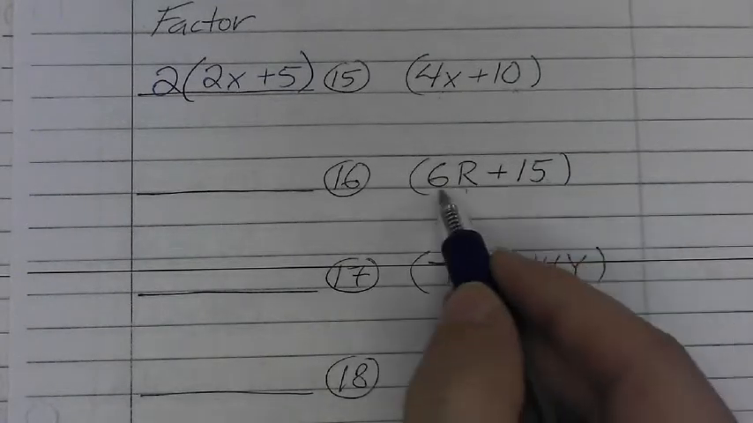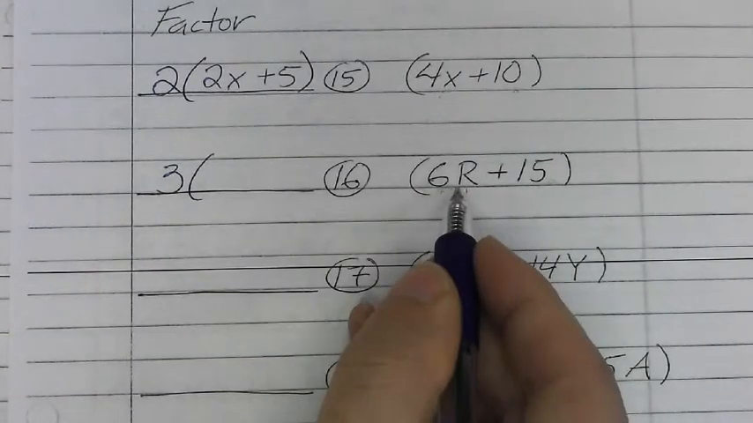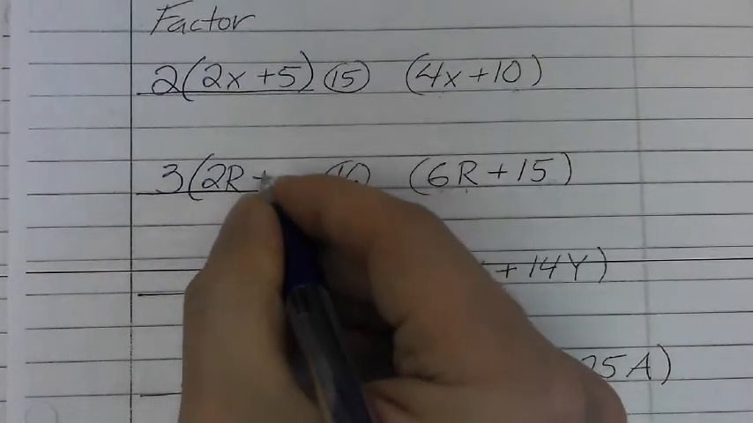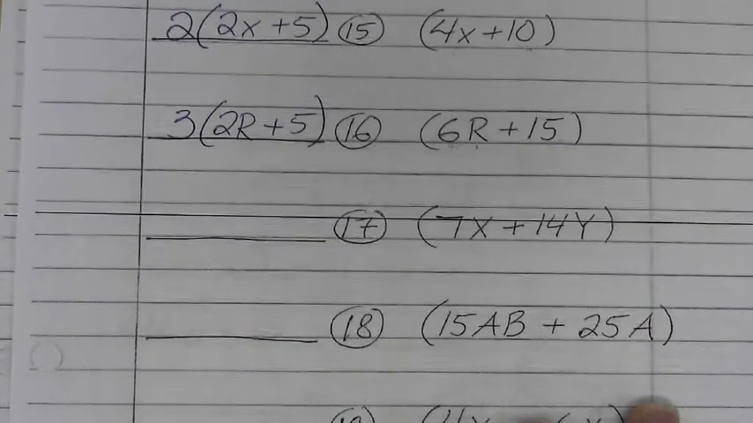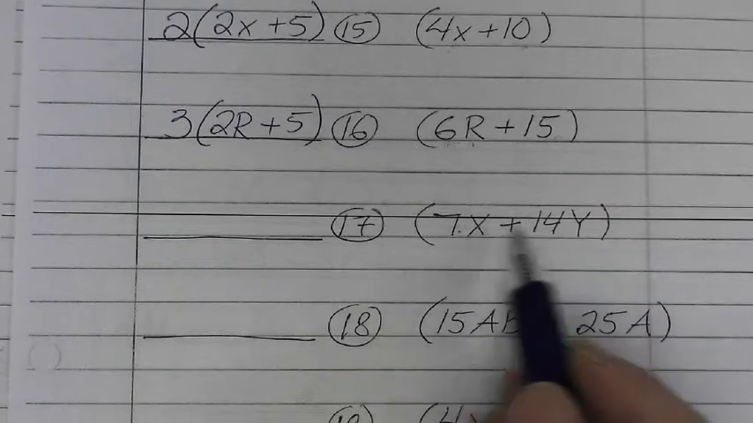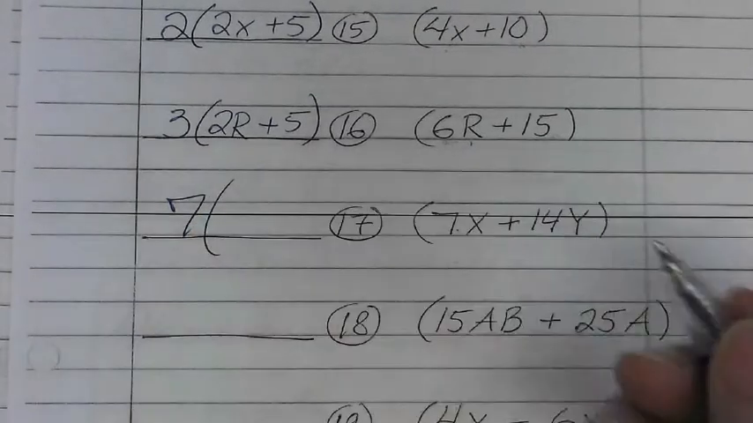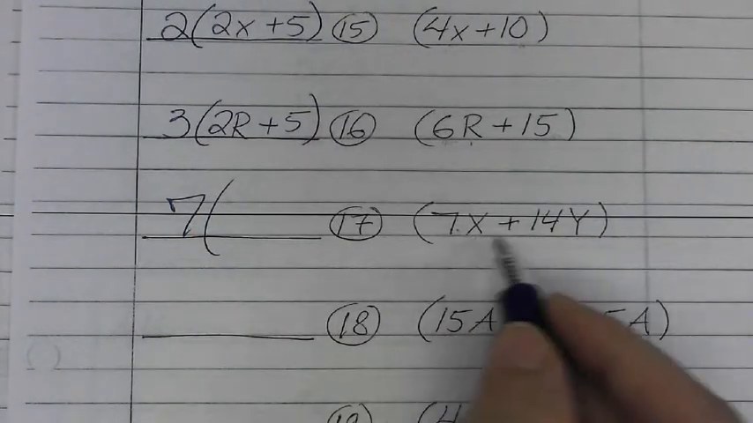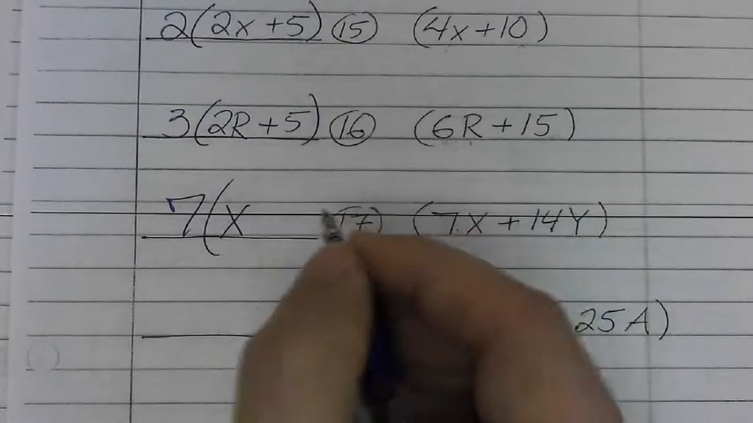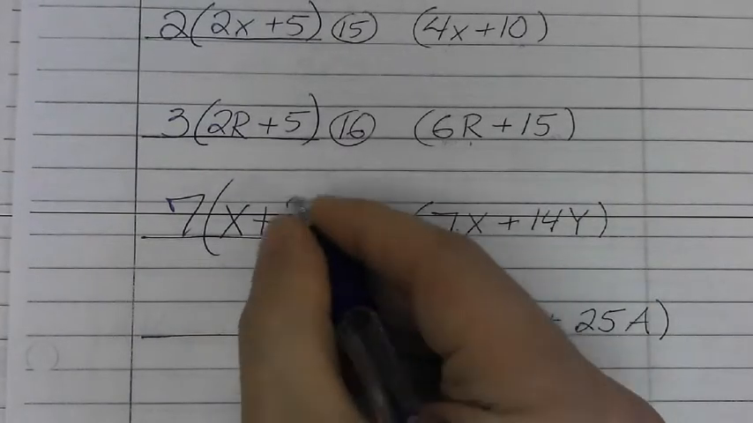Next, here I can divide both of these, the greatest common factor is 3, so I'm going to pull that out. 3 times what equals 6r? 2r. 3 times what equals plus 15? Plus 5. Here, I've got 7x plus 14y. Both of these have the greatest common factor of 7, so I'm going to pull that 7 out. Even though I have letters in both terms, they're different letters, so I can't take a letter out. 7 times what equals 7x? 7 times x. 7 times what equals 14y? Plus 2y.